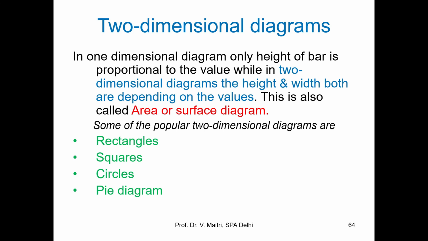Now coming to the two-dimensional diagram. In a one-dimensional diagram, only the height of the bar is proportional to the value. But in a two-dimensional bar diagram, we take height and width, which represent the value. So this is called an area or surface diagram. Why do we require a two-dimensional bar diagram? Where the one-dimensional diagram fails, where values are so different among themselves, it is difficult to present them in a one-dimensional bar diagram. Some popular two-dimensional diagrams are rectangles, squares, circles, and pie diagrams.